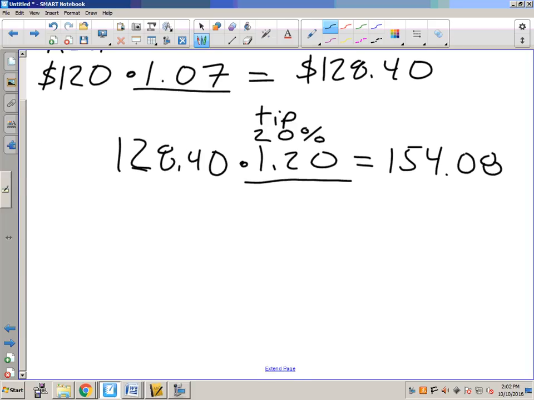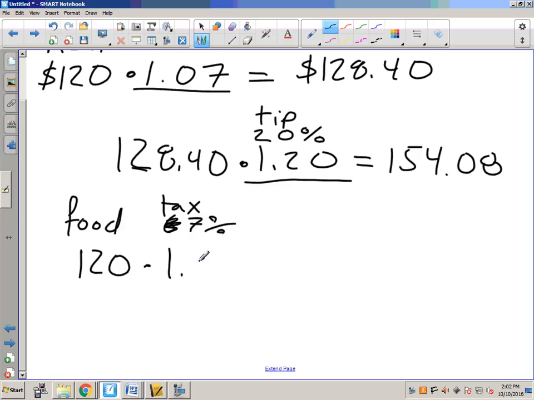So here's this problem, and your setup is going to be the exact same as this. Obviously, you're going to have some different numbers. Our food cost us $120. Okay, and then we had our tax, and we did a 6%. No, we did a 7%. To accomplish that, we did 1.07, and we added that on, or we multiplied that on.